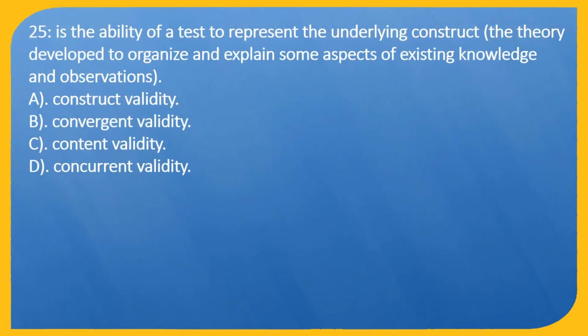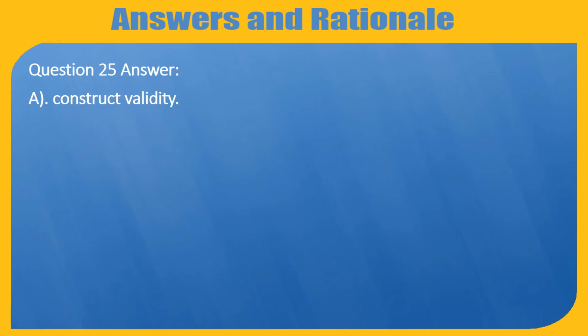Question 25: Is the ability of a test to represent the underlying construct, the theory developed to organize and explain some aspects of existing knowledge and observations. A. Construct validity. B. Convergent validity. C. Content validity. D. Concurrent validity. Question 25 answer, A. Construct validity.